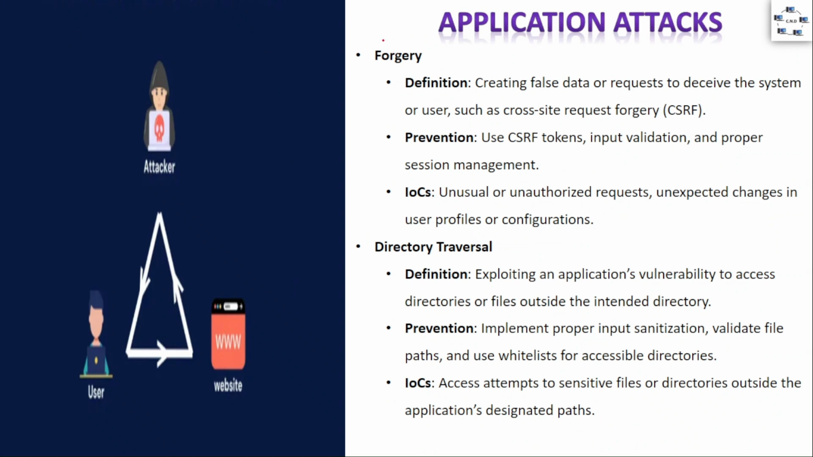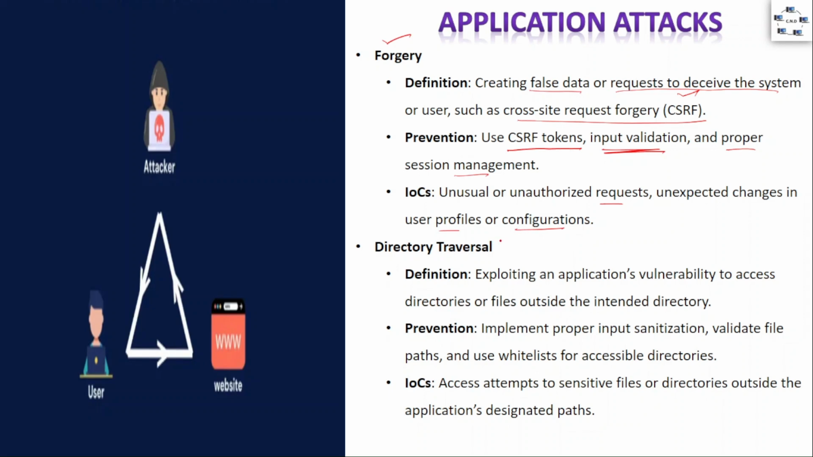Another application attack is forgery, which is creating false data or requests to deceive the system or users, such as cross-site request forgery, or CSRF. Prevention includes CSRF tokens, input validation, and proper session management. Indicators of compromise include unusual or unauthorized requests, and unexpected changes in user profiles or configurations.